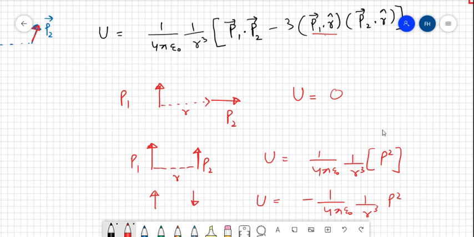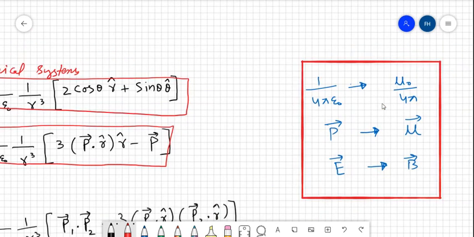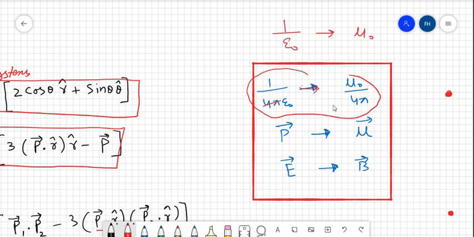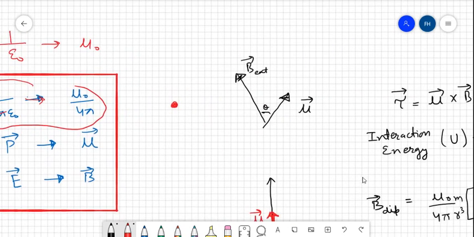Now in the magnetic case, the same equations we have to use, with no change except that 1 by 4 pi epsilon naught changes into mu naught by 4 pi. Or you can simply say that 1 by epsilon naught goes to mu naught, p will be changed to mu, and E will be changed to B, and all the other equations will be the same.